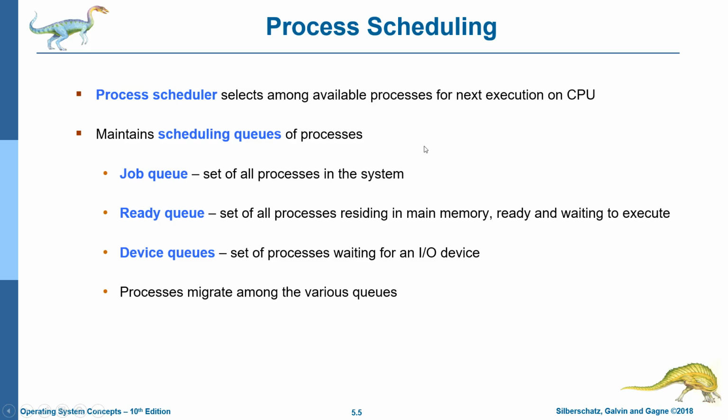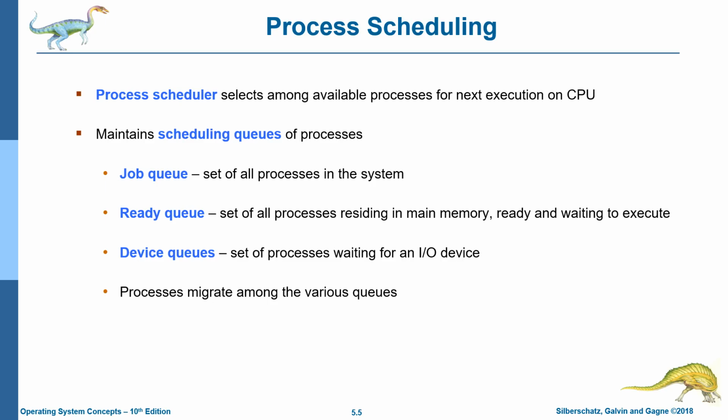The process scheduler selects from the set of processes the one which should be executed by the CPU, and various queues are maintained during this scheduling. Maintaining the queues for the processes includes the job queue, which includes all the processes in the system. The ready queue includes all the processes that are residing in main memory, ready and waiting to execute. The device queues include those processes to which the CPU was allocated, but for some reason, for example waiting for an input output device, they are sent to the device queue or the block queue.